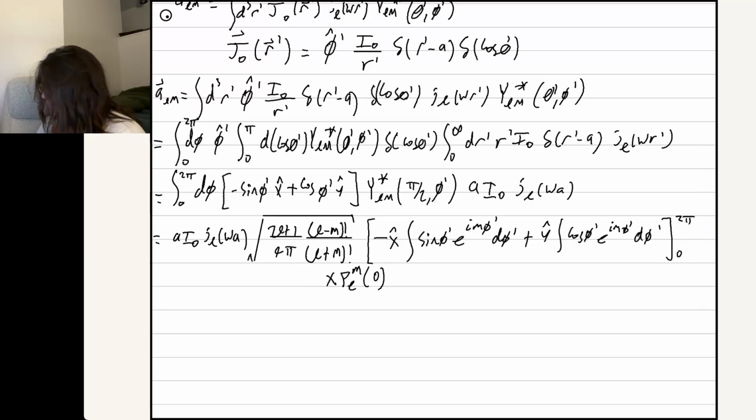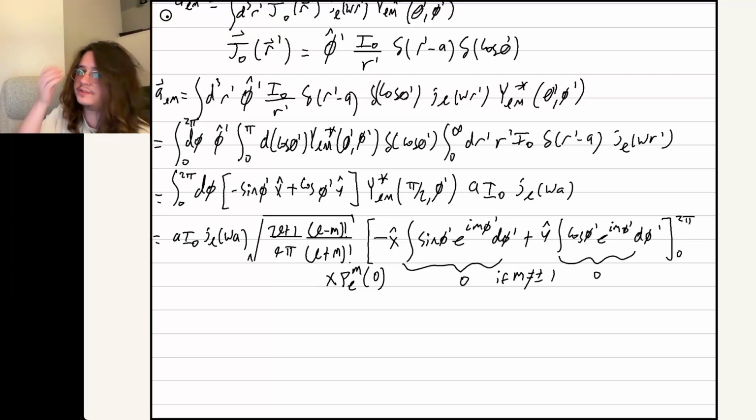And so let's talk about these integrals. That one is just going to be, and also this integral. Both of these are 0 if m is not equal to plus or minus 1. So m has to be plus or minus 1 for those integrals to actually exist.